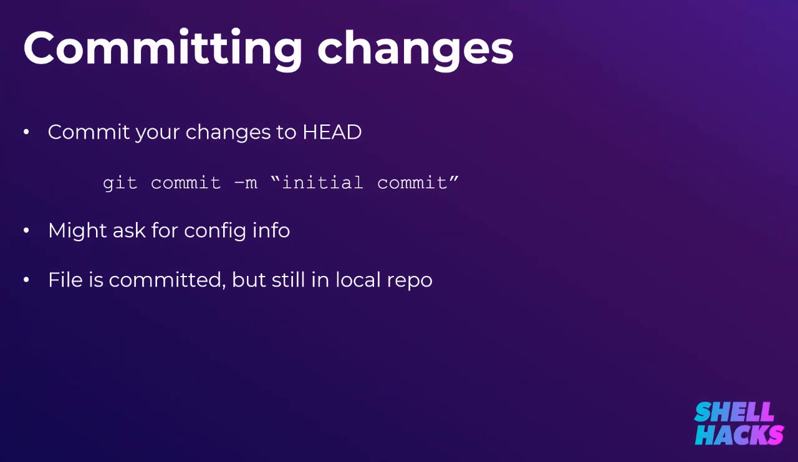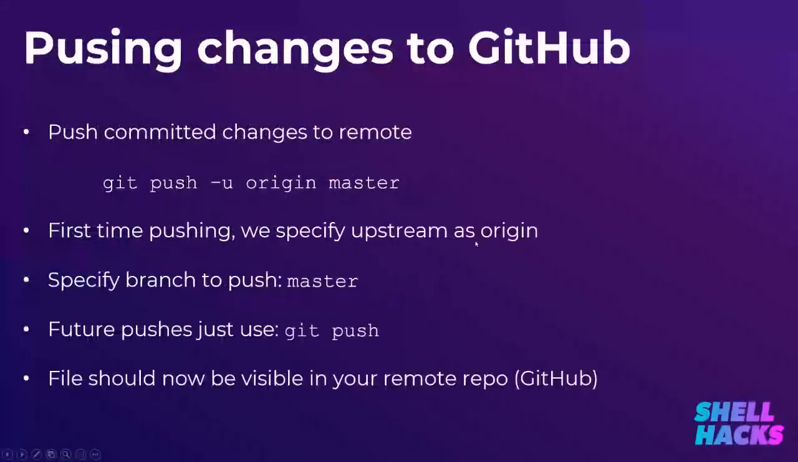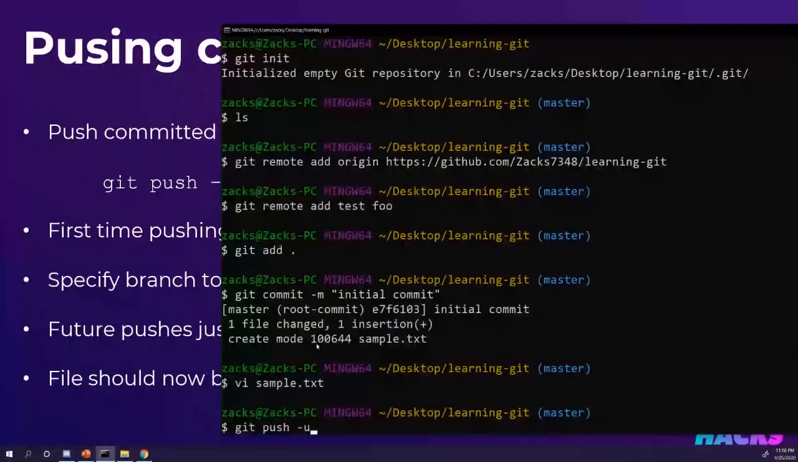If I tried to go to the repository made on GitHub, I'm going to find that there's nothing in here because we haven't pushed it to this remote repository yet. So in order to do that, we're going to use another git command called push. So the syntax is git push -u origin master. Origin is the remote we just made, and master is going to specify the branch. So let's go ahead and do that. Git push -u origin master.